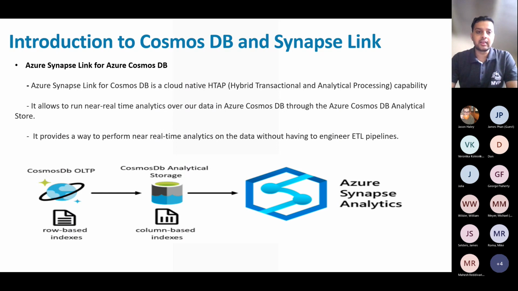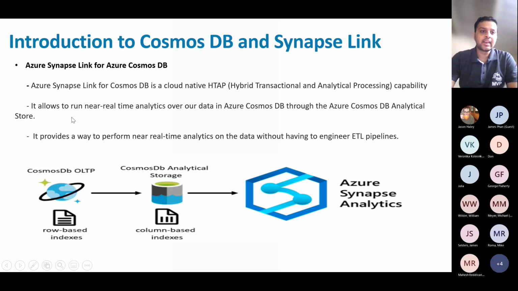So we have now understood the basics of Cosmos DB and the Azure Synapse offering. Now let's see what this feature of Synapse Link for Azure Cosmos DB is and how we can use it to create a real-time streaming application. Synapse Link for Cosmos DB is a cloud native capability. It is basically hybrid transactional and analytical processing. So if you have a requirement to work with both transactional and, let's say, warehousing processing, then this is the feature that we can use with Cosmos DB.